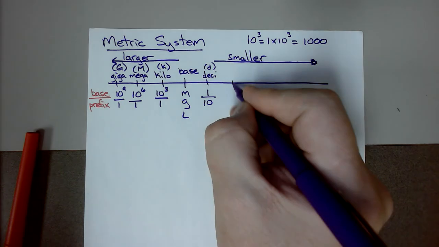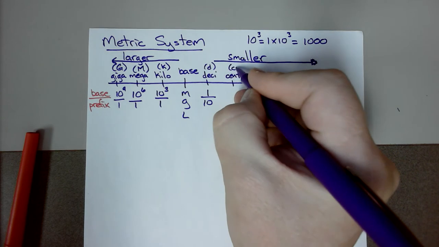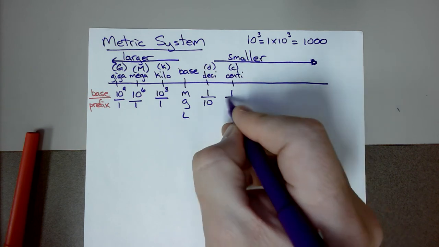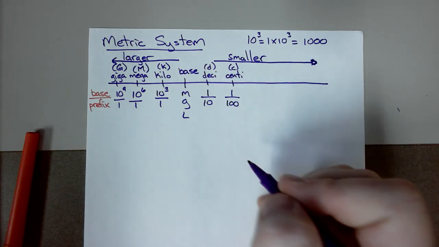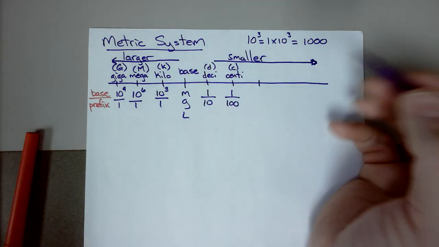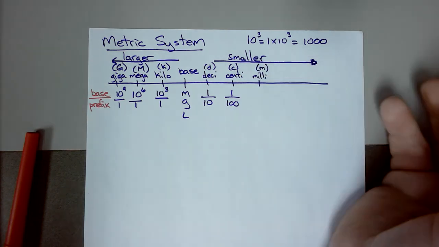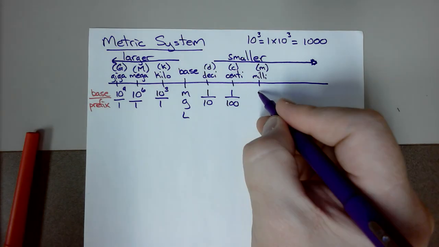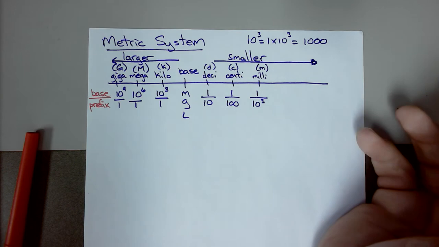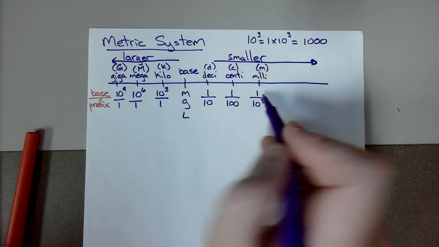Next one would be centi, C-E-N-T-I, represented with a small c. And we would say that 1 gram is 100 centigrams. Okay? And we go a little bit smaller. We make it milli. And that's represented with a small m. And milli, let's say 1 meter takes 1,000 millimeters. So 1,000 small units make 1 bigger unit, and the base is the bigger unit in this case.